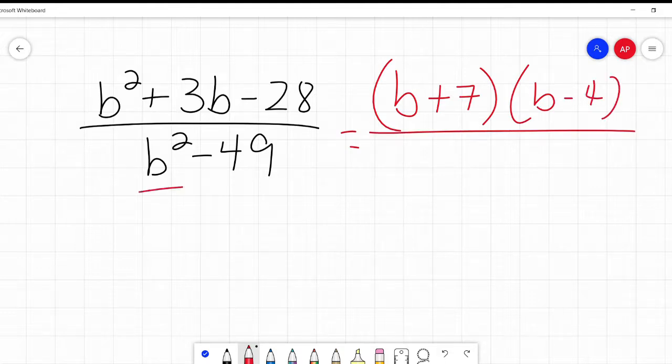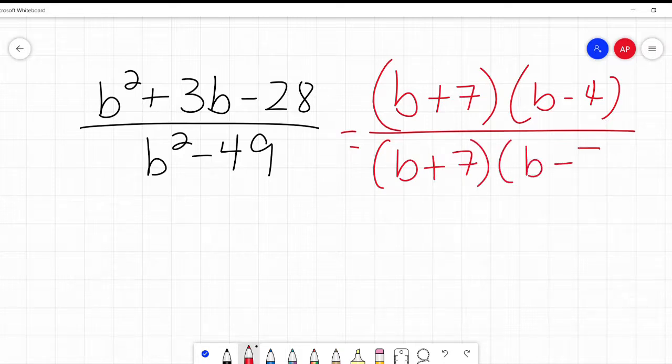On bottom, b squared minus 49. Oh, looks like a difference of squares. Square, square, negative. Sure thing. It is a difference of squares. Square root of 49 is 7. So on bottom, I have b plus 7, b minus 7.